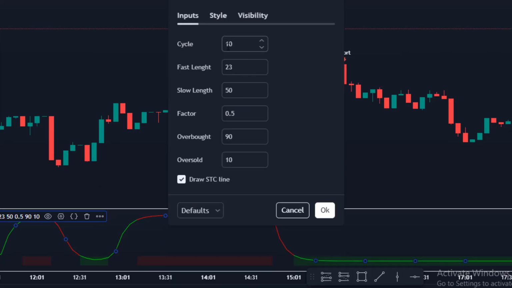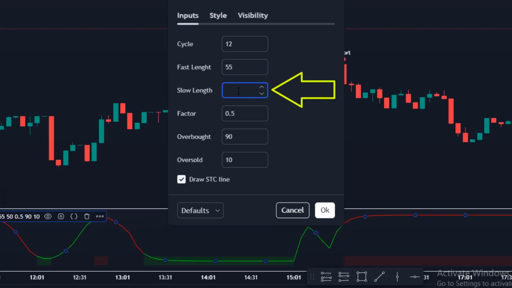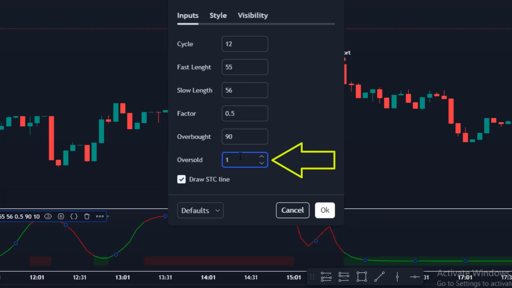Now go to the Input tab, and we have to change the Cycle option from 10 to 12. After that, we change the Fast Length option from 23 to 55. And now we change the Slow Length option from 50 to 180.56. Then we change the Oversold option from 10 to 1. And here, everything is fine.